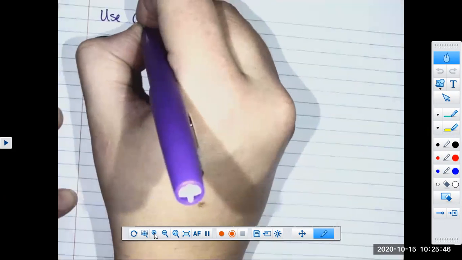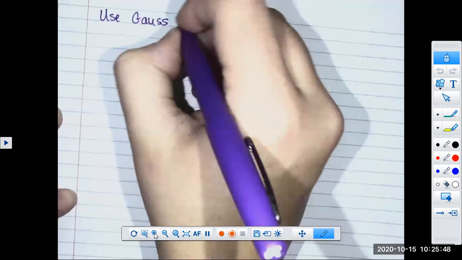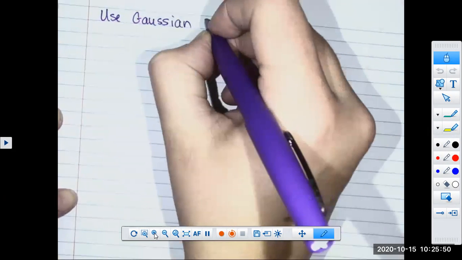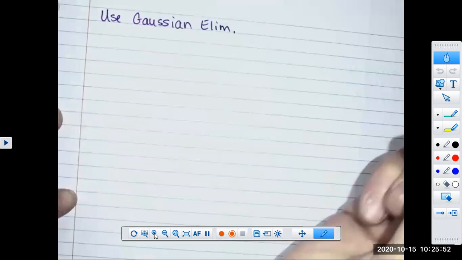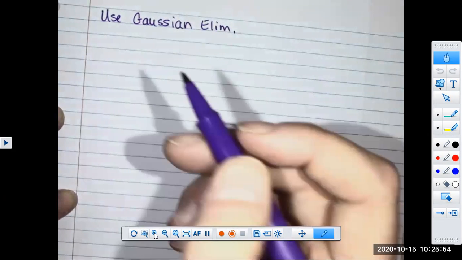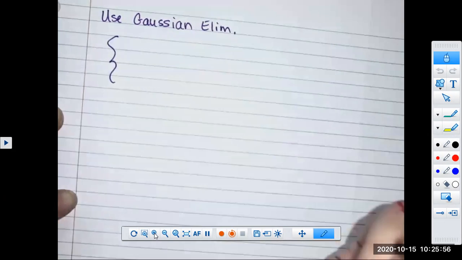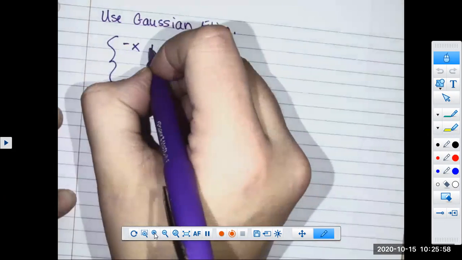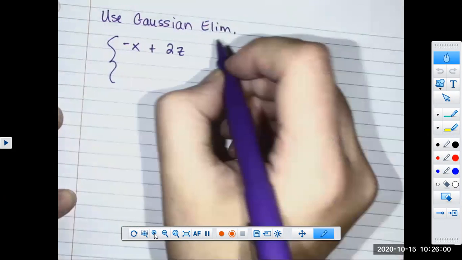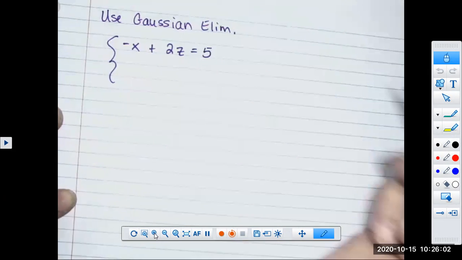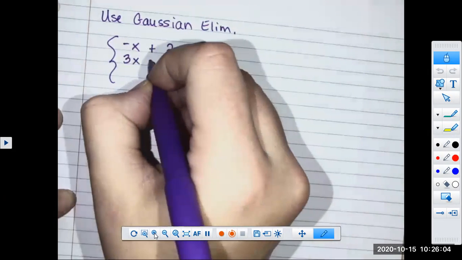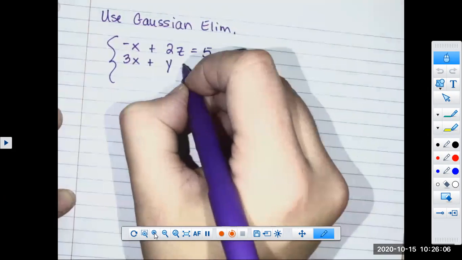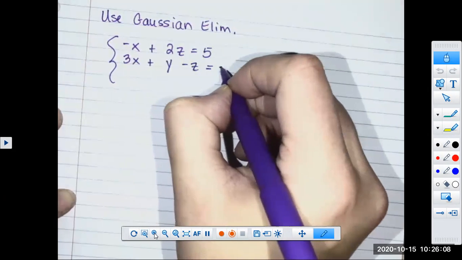I think your directions in MATLAB say use Gaussian elimination or use Gauss-Jordan to solve. So this is what we're given in this system: negative x plus 2z equals 5. 3x plus y minus z equals negative 7.